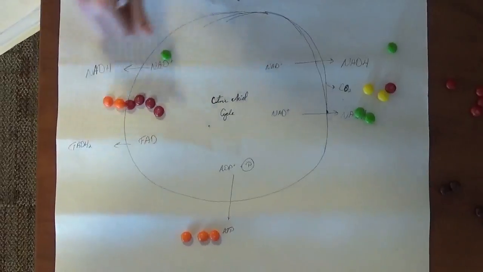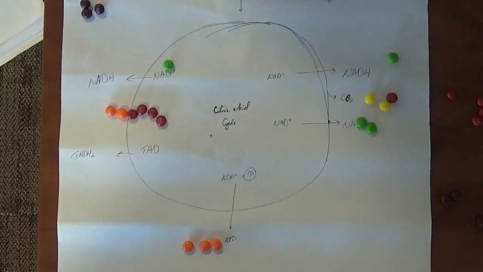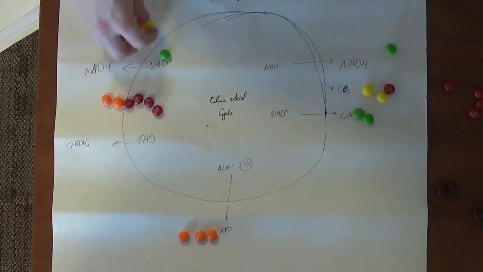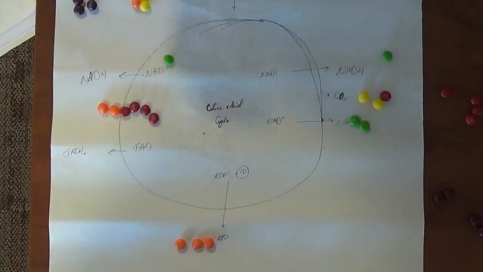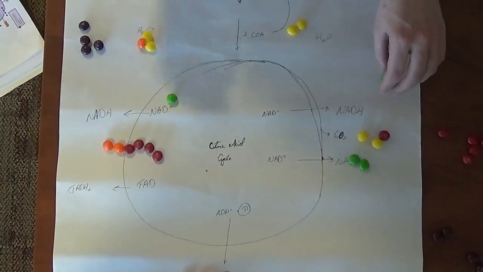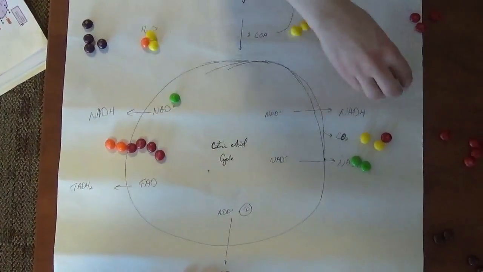H2 is added to the 4-carbon molecule, creating another one. Oxaloacetate is created again by oxidation, and another NAD plus is turned into NADH.